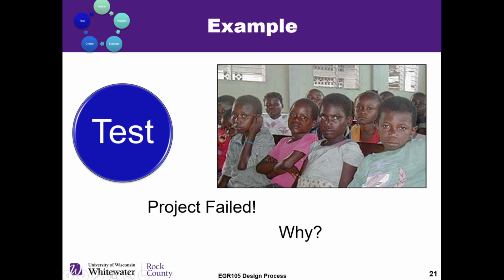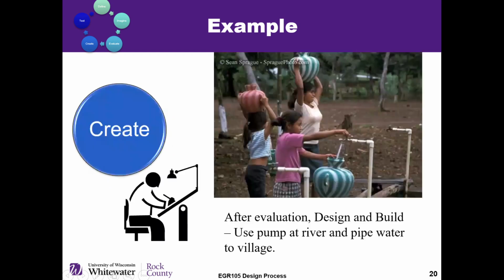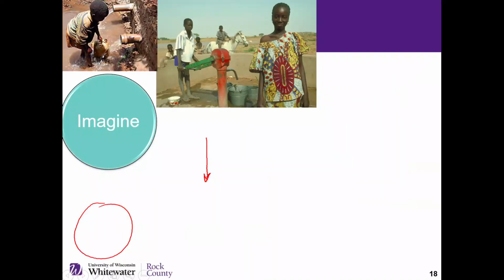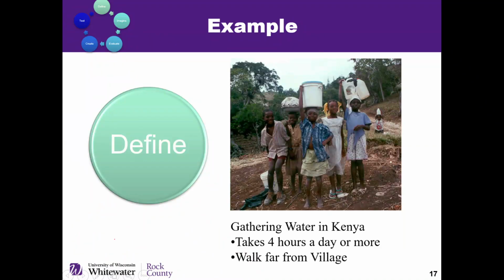And the question is, why did it fail? What is the most important step in the process? The most important step is the define process, right? Is to define, the define stage. If we go back to the define stage, what do we find? We find these kids are taking water back and forth. Did Michigan State actually ask them, do you like doing this? Do you not like doing this?